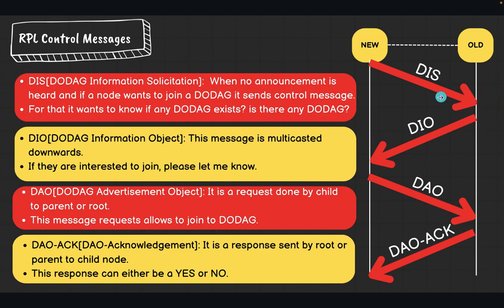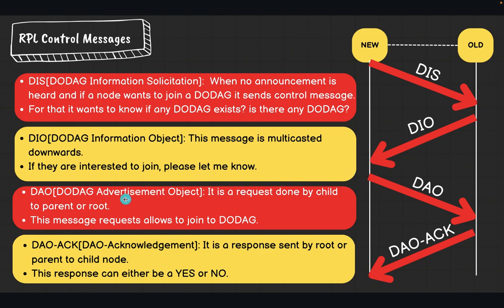So the next message is DODAG information object. This message is multicasted downwards. From the old node, this message will be multicasted: if you are interested to join, please let me know. So this message will be forwarded or multicasted by the old node onto the network. If anyone wants to join, then they can join the network.